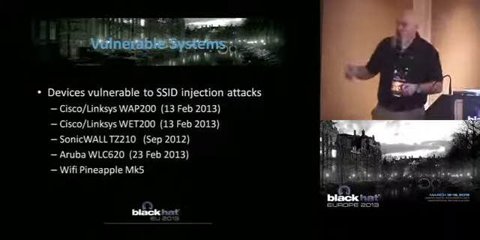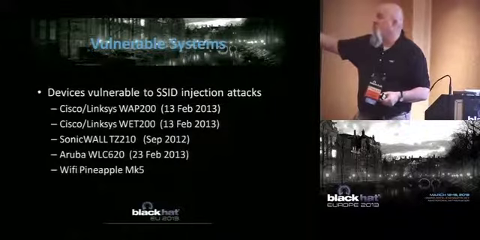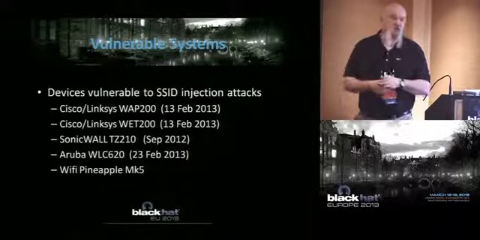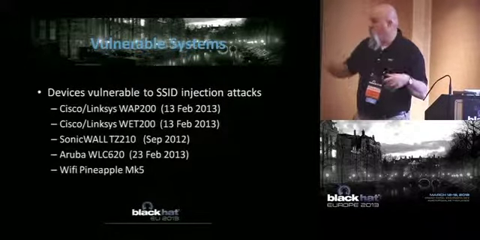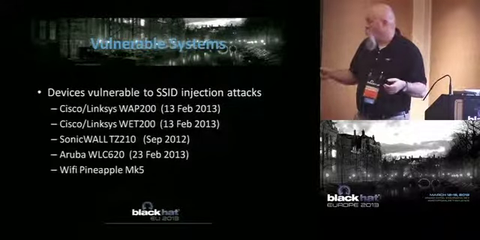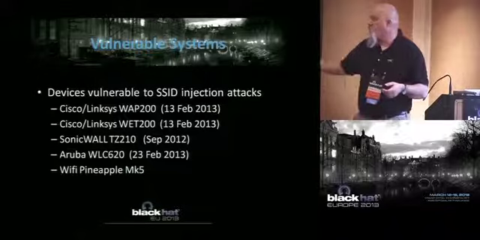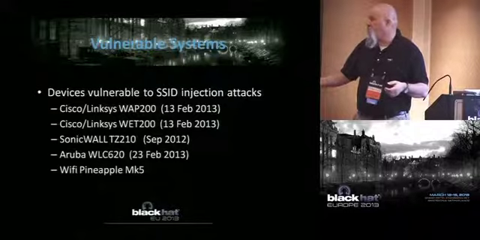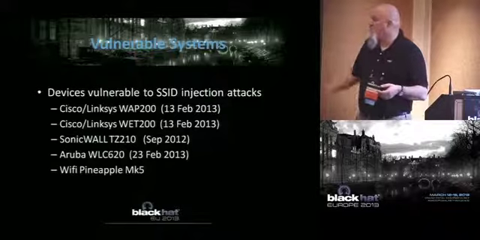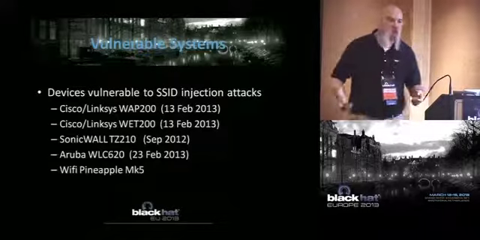So here are the devices that we actually found vulnerabilities in. The Cisco Linksys WAP 200, WET 200. It turns out that the entire small business office suite associated with the 200 series was vulnerable. We also found this in a SonicWall TZ210. These are the dates that the actual patches were released. And the Aruba WILC 620, 23 February, and a Wi-Fi Pineapple Mark V. So you can see most of the patches have gone out in the last month. So it's fairly recent material.